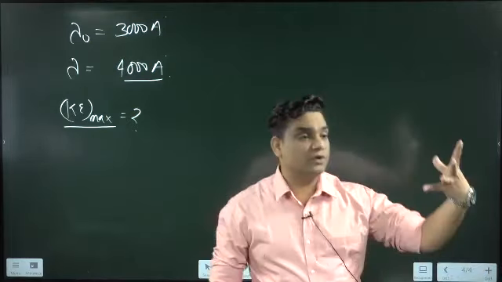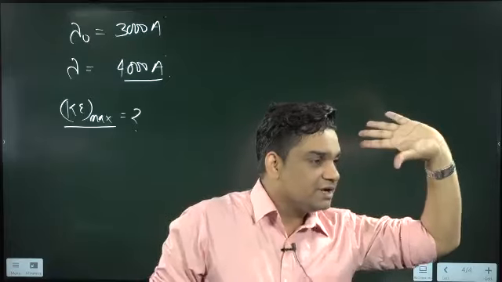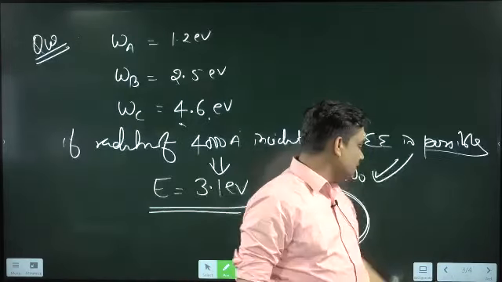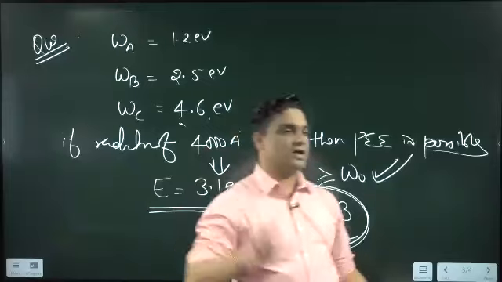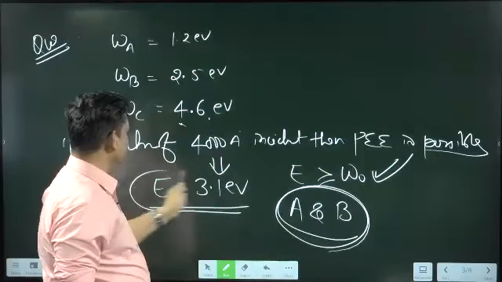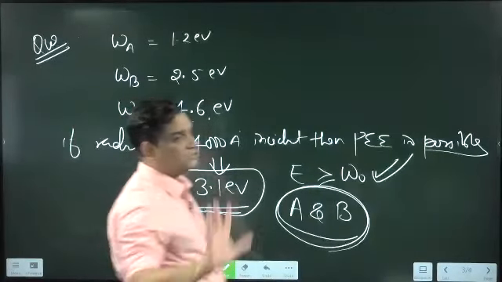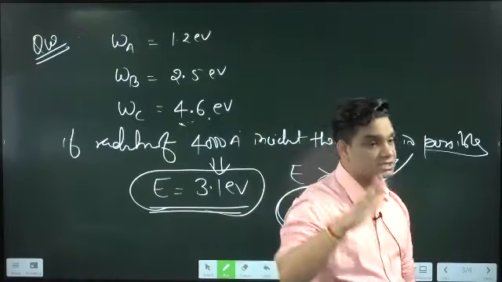Energy should be more than the work function, as in the previous question. If energy is more than the work function, then only ejection will happen, otherwise ejection will not happen. So in case of A and B, work function is less and energy 3.1 is more, that's why ejection is possible. With C, work function is more, so it is not possible. Work function should be lesser.